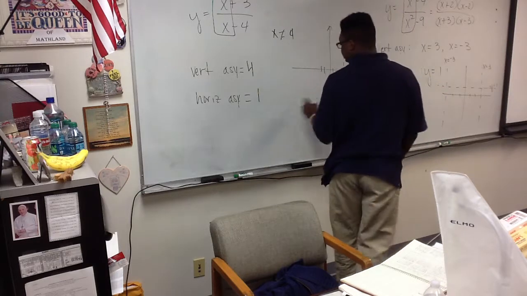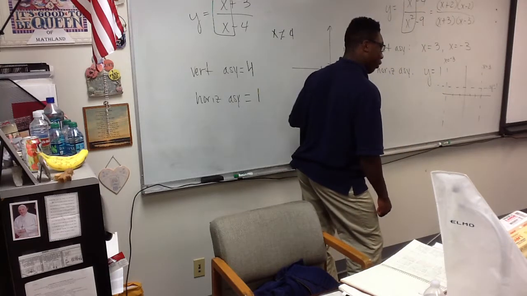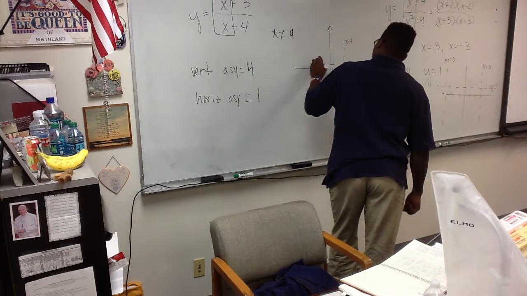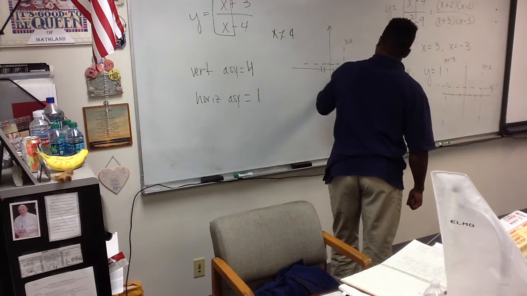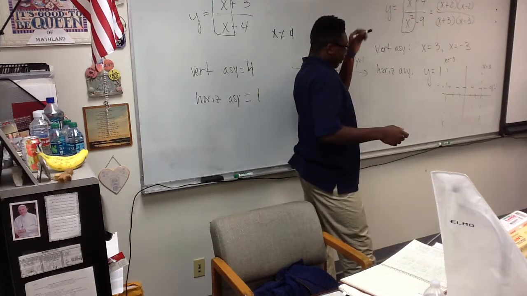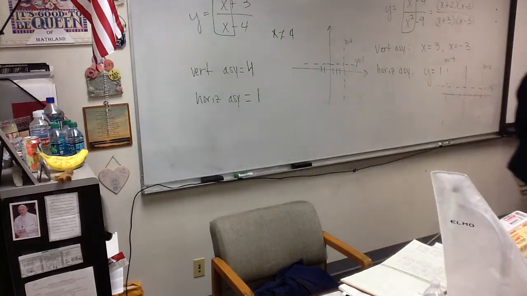Perfect. Then just go right there. See that, Ethan? That's where the point comes in handy. You know what to do. Get out there, draw a little line. That little line is called y equals 1. Okay, there we go.